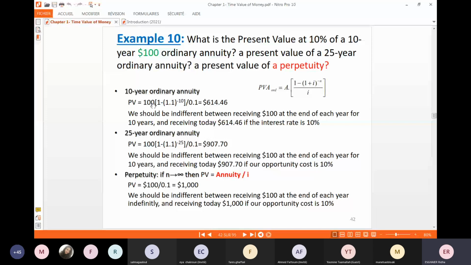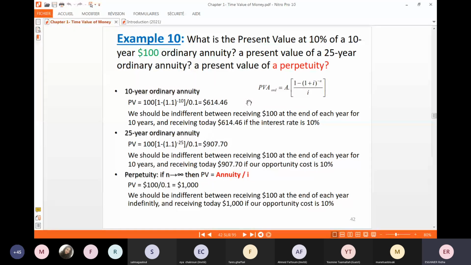It means that we should be indifferent between receiving $100 at the end of each year during 10 years, or receiving today a single amount of $614.46 if the interest rate is 10%. So we should be indifferent between the two amounts. 100 one year from now, 100 two years from now, until 100 ten years from now, can be replaced today by only one amount, which is 614.46.